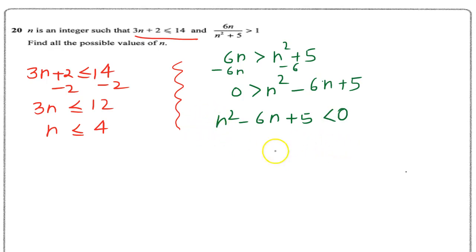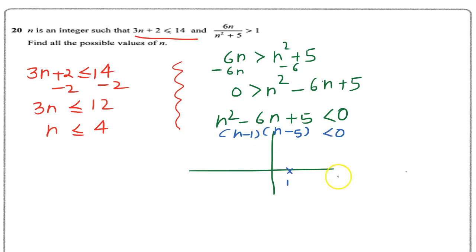So the coefficient is positive, so the graph will be a U-shaped curve. And what will be the points? If we factorize it, we will get n minus 1 and n minus 5. Let's write down the factors here. Its factors will be n minus 1 and n minus 5, less than 0. So this will be 1 and this will be 5. So it will be like this. When it is less than 0 means negative, so it will be less than 0 in this yellow area. So when n is between 1 and 5, then it is less than 0.